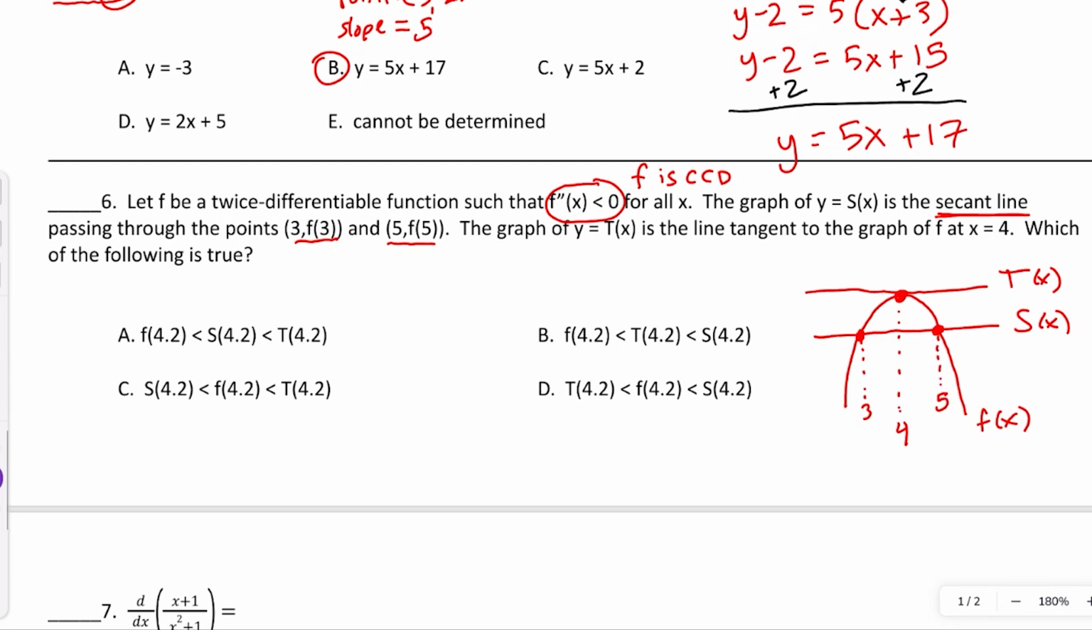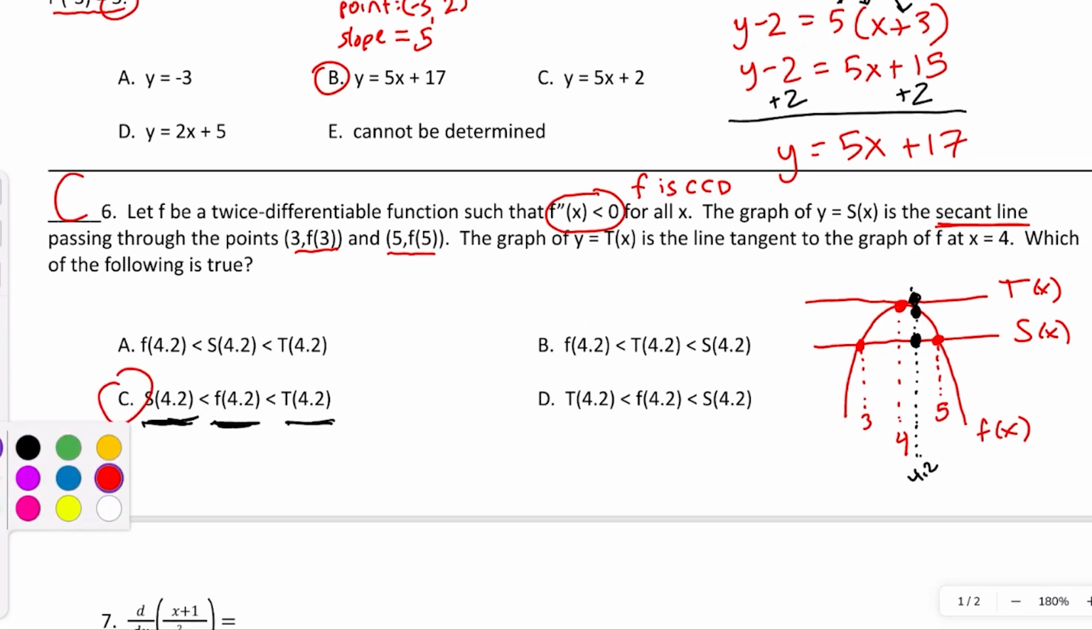Now what this question is asking is to compare the values of f, s, and t when x is 4.2. Now 4.2 is just to the right of 4. It would be roughly here on this little sketch. Here's the value of s, here's the value of f, and here's the value of t. So the smallest one would be s, the largest one would be t, and the one in the middle is f. So the answer here is C.